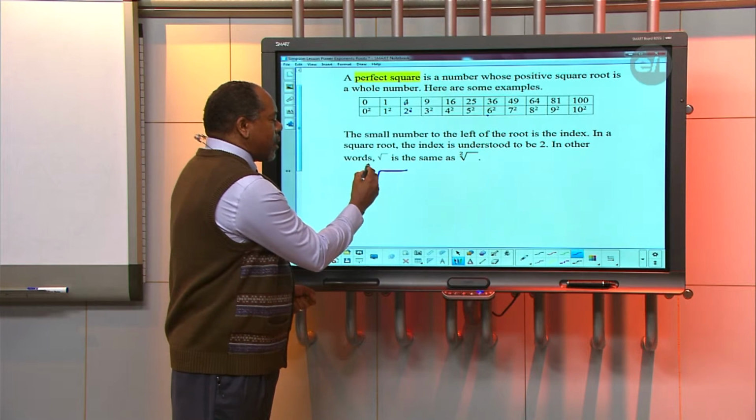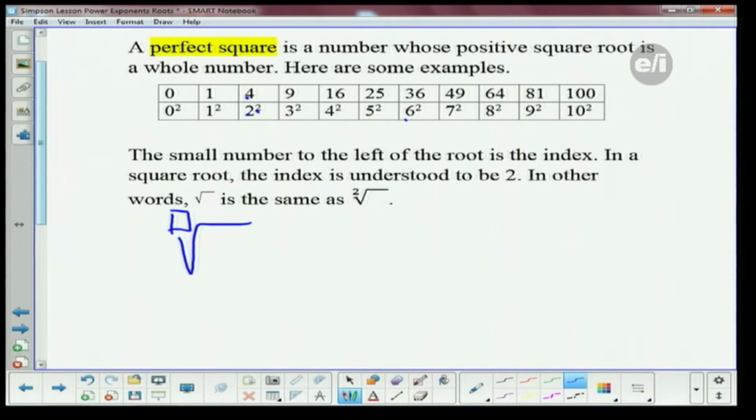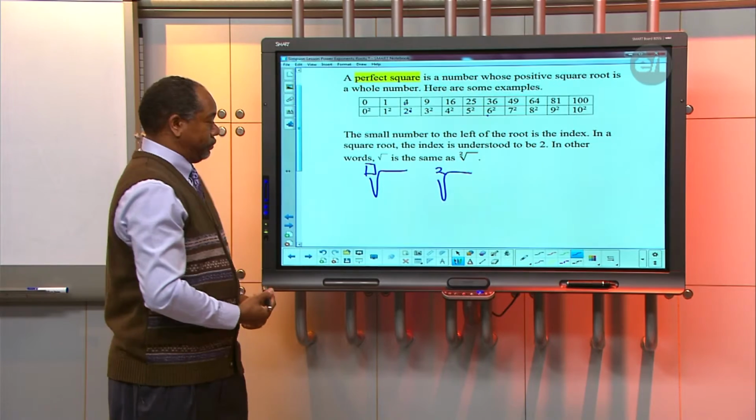Normally, there is a number right here that is called the index. And for a square root, that number is 2. And we never write it. So for a square root, we just leave it blank. And everybody knows that means square root.